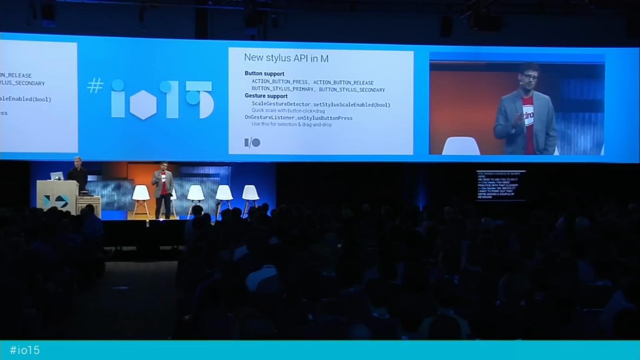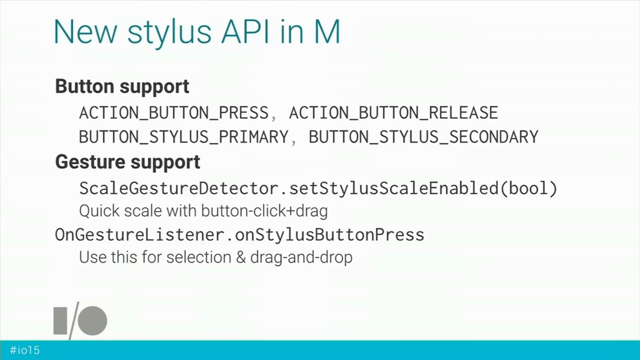I do want to point out that we're also adding a couple revisions to MotionEvent in M to help you deal with styli. For one, we're going to have action button press and action button release, which we didn't have before. Previously, you would have to just check to see what the button state was when you got another motion event. We've also introduced new constants for the primary and secondary stylus button, which map to the secondary and tertiary input device button using the previous API. So if you were looking at secondary before, you're going to get stylus primary. Now it'll all be in the docs.